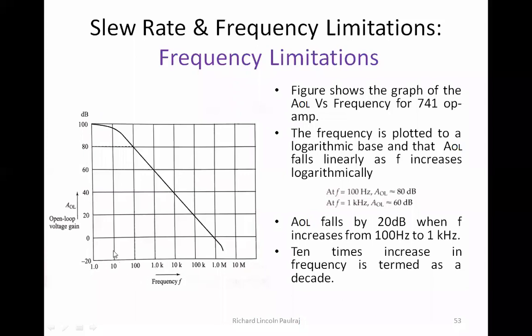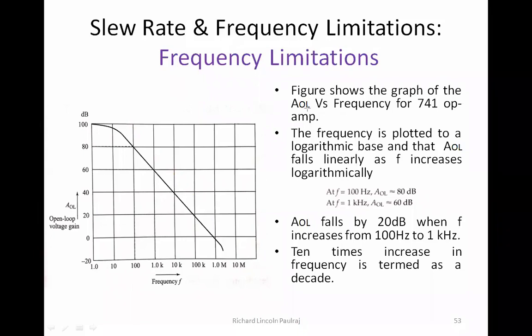So you can understand that as your frequency is increasing, what is happening to the gain? It is getting reduced, isn't it? Yes or no? Yes, sir. So you can find that this is actually coming down.